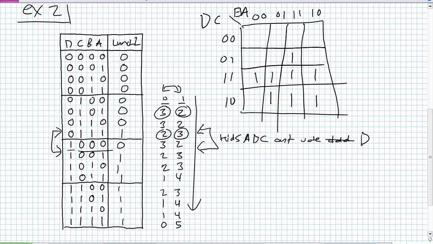I'm going to grab a group of 4. I'm going to grab an overlapping group of 4. I'm not going to grab a group of 6 because that thing doesn't work. It doesn't work that way.